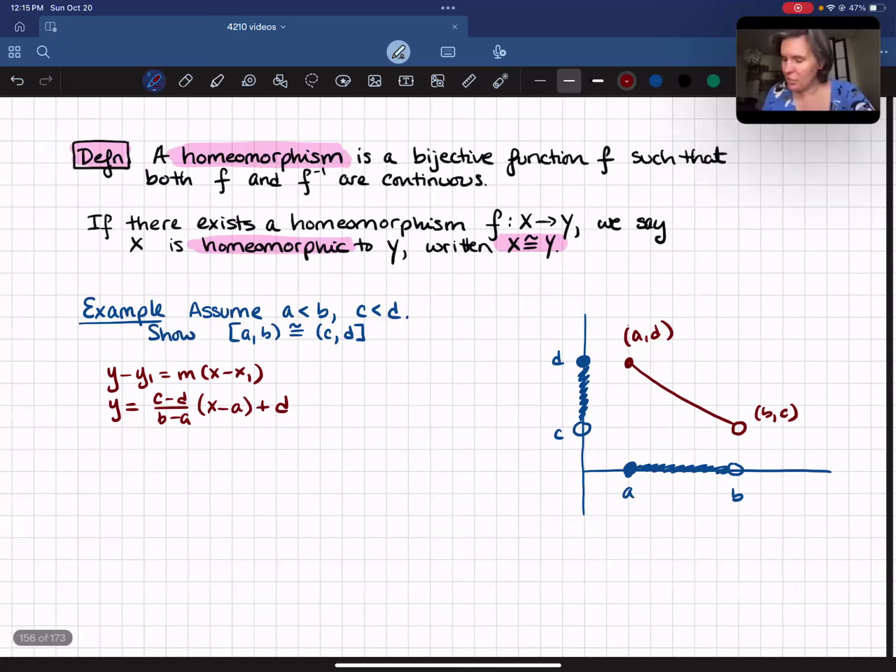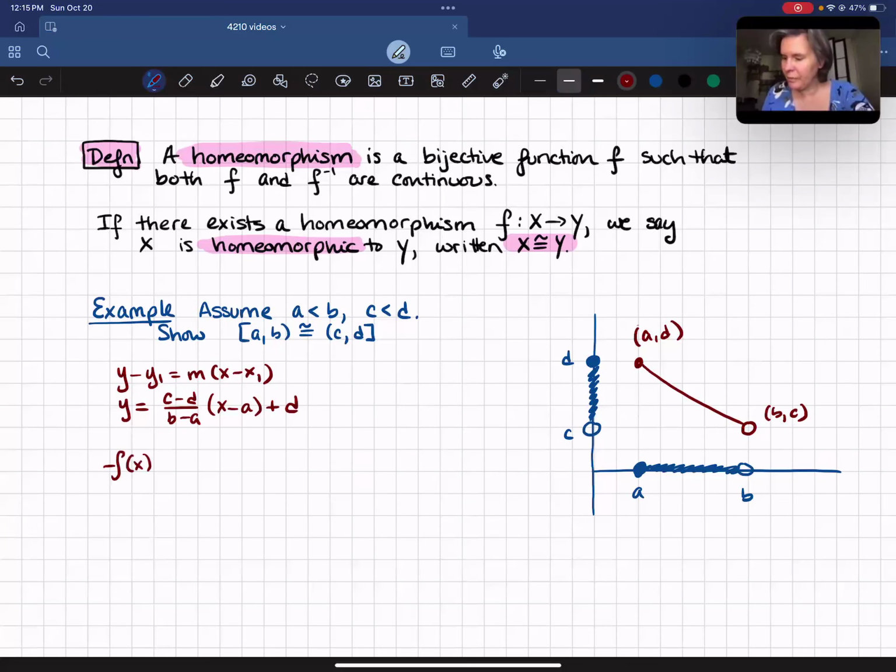All right, so that means that my function is c minus d over b minus a, times x minus a, plus d. I can find the inverse. I'll write the inverse as f inverse of y by just solving this for x. I can just solve this for x. And so I would get b minus a over c minus d, times y minus d, plus a.